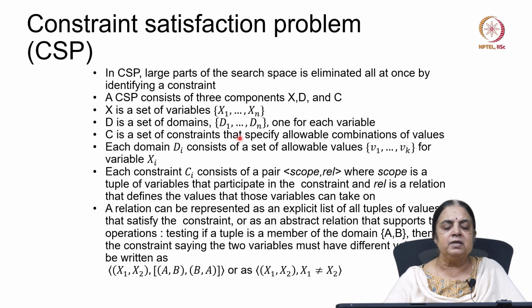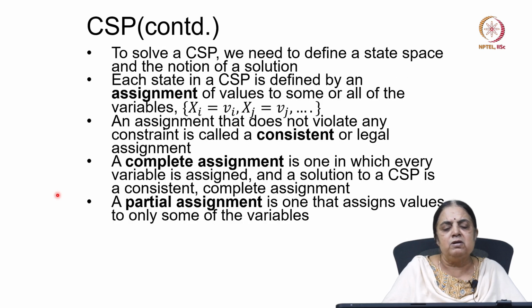Suppose I take Di. Di will consist of a set of values v1, v2, etc., which are the allowable values which Xi can take. Each constraint consists of a scope and a rel, where scope is a tuple of variables that participate in the constraint, and rel is the relation between those variables. All these together form what is called the constraint satisfaction problem.